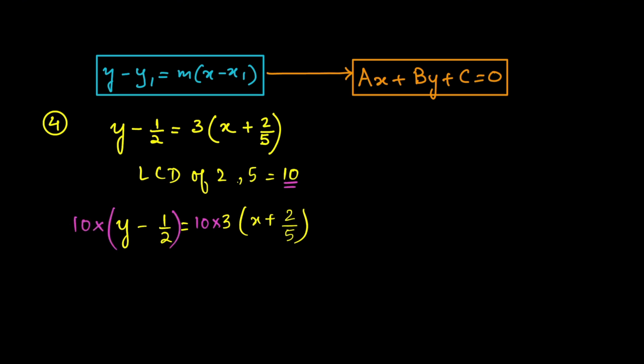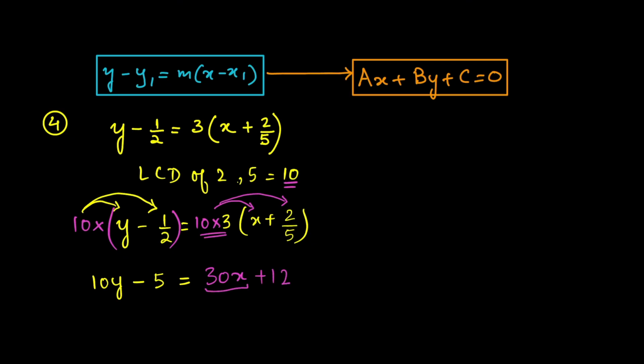Now distributing with this number 10, we get 10y. This when multiplied here, it is minus 10 over 2, which is minus 5, equals, so this number is 30. So 30 times x is 30x. Then 30 times 2 is 60, and 60 divided by 5 is 12.